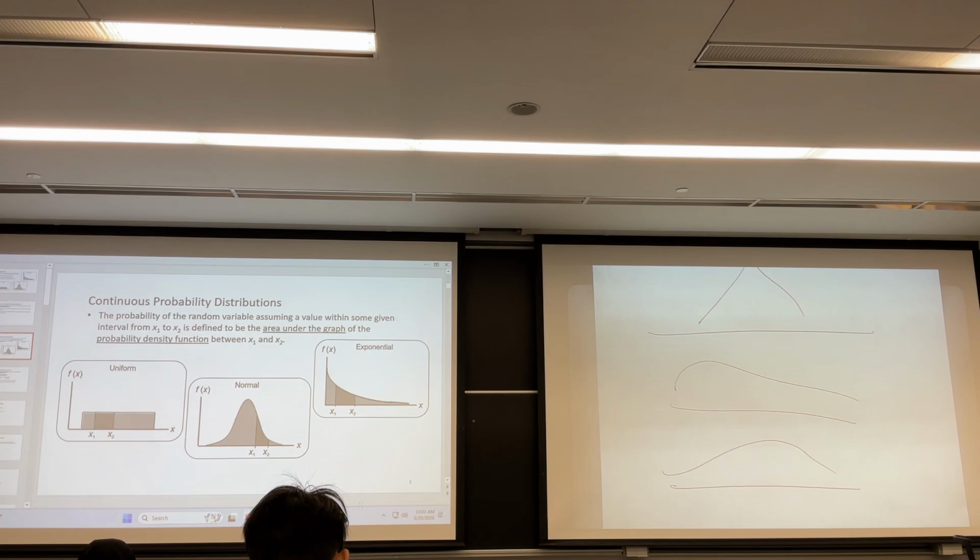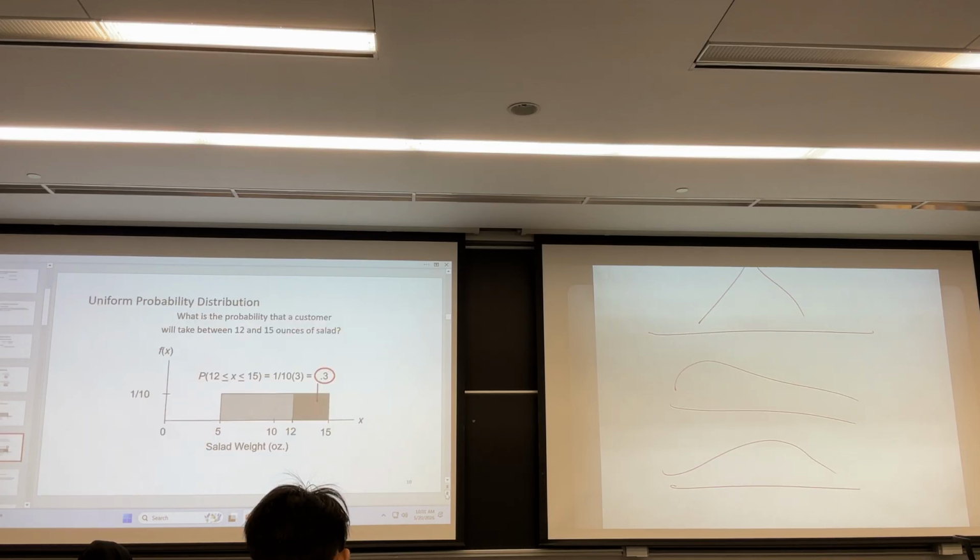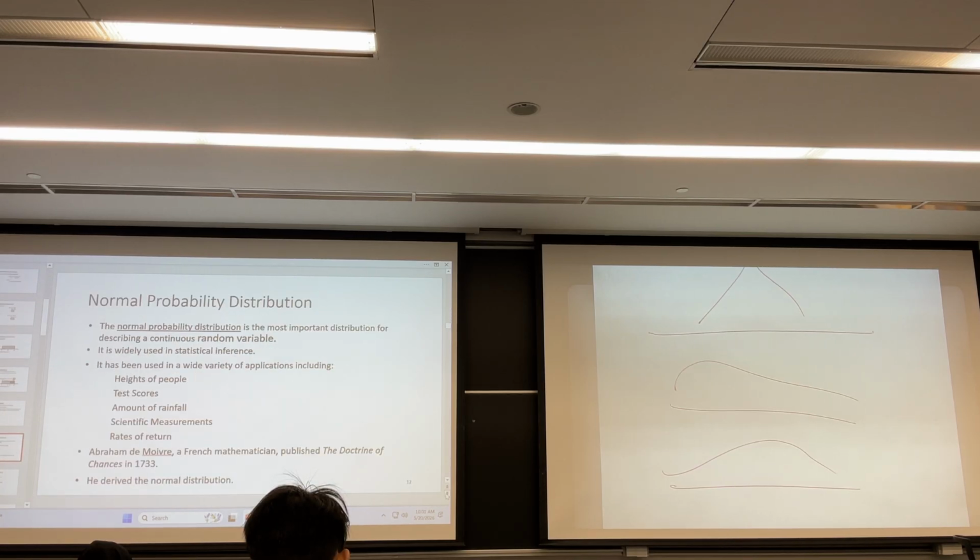Uniform distribution, normal distribution, exponential distribution. You can look at these yourself. Okay, I'm just going to be looking at normal distribution. The normal probability distribution is the most important distribution for describing continuous random variable. It is widely used in statistical inference. It has been used in a wide variety of applications: height of people, test scores, amount of rainfall, scientific measurements, rates of returns.